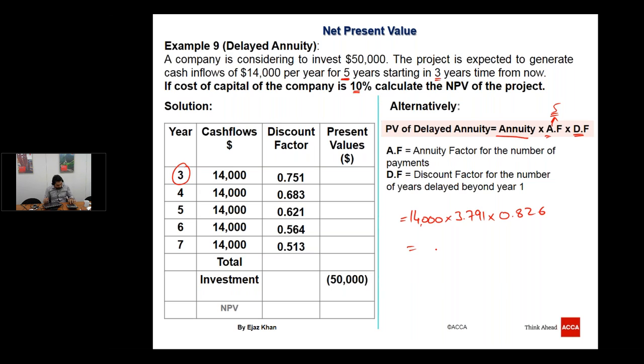Multiply by 3.791. Multiply by 0.826. So it's 43,839. And then if we need to find out the NPV, it will be 43,839 minus 50,000. $6,161 negative.